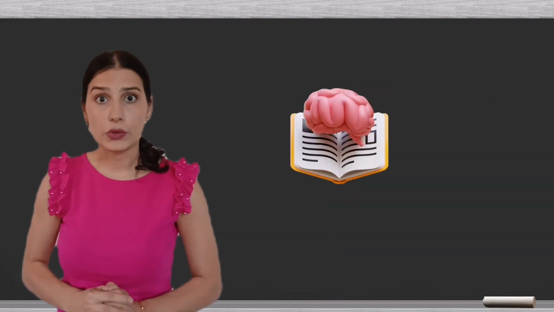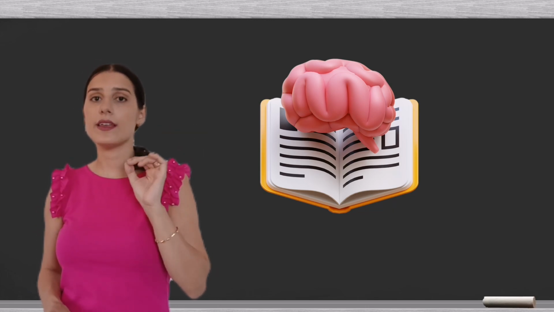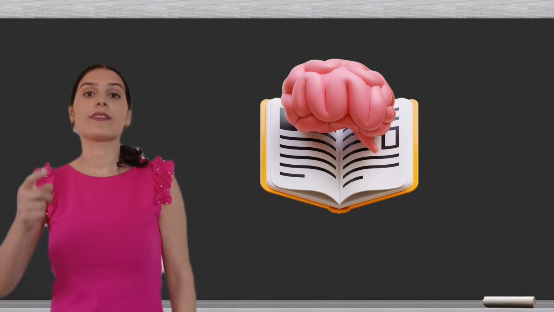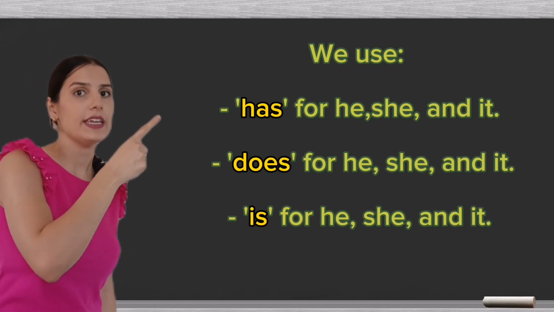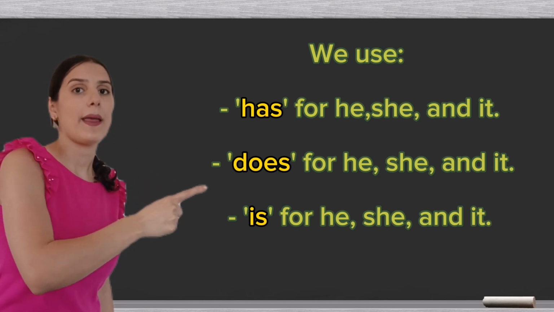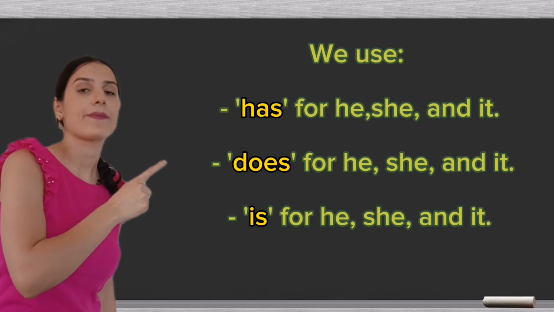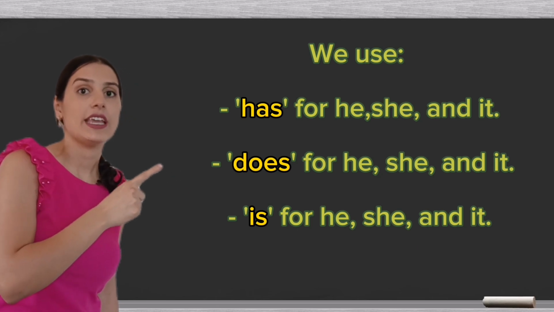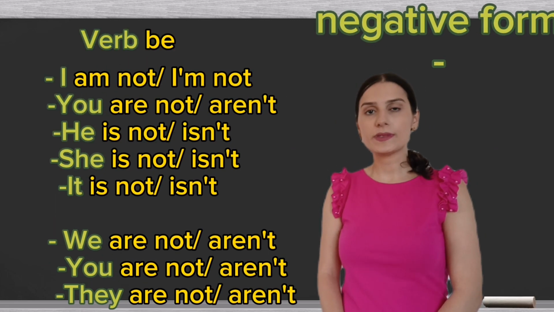All you need to do is to memorize the forms of these verbs in the present simple, and don't forget that you have to use has for he, she, and it, does for he, she, and it, and is for he, she, and it in the present simple. Now let's go over the negative forms of these verbs.